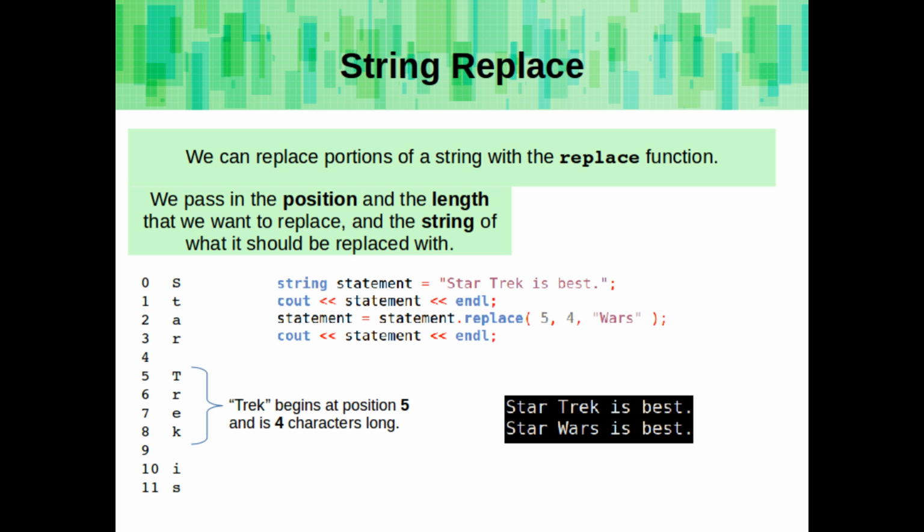We can replace portions of a string with the replace function. We pass in the position and the length that we want to replace, and the string of what it should be replaced with. So here, the word trek begins at position 5 in the character array of the string, and then trek itself is 4 letters long, so we're passing in 5, 4, and wars to replace trek with.